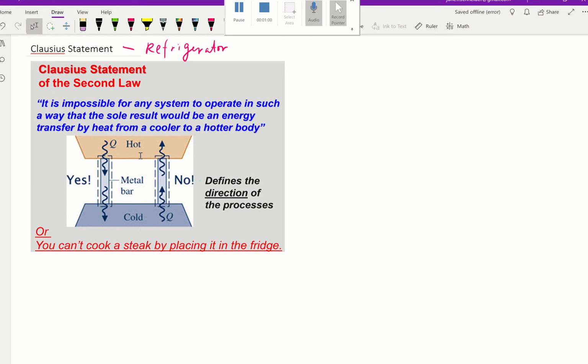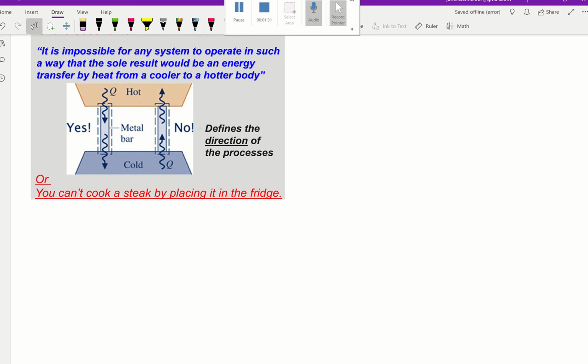Well, let's put it a simple way. Heat transfer cannot happen from cold to hot, right? Naturally it only goes from hot to cold. So it defines the direction of the process. Hot to cold, yes, and cold to hot, no. You cannot cook a steak by placing it in the fridge. The heat will not automatically be taken from the refrigerator and transferred to the steak. Okay.